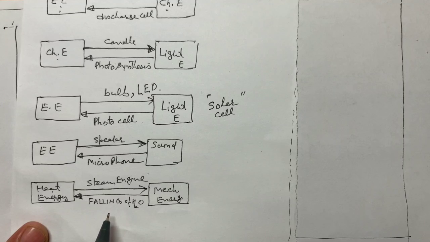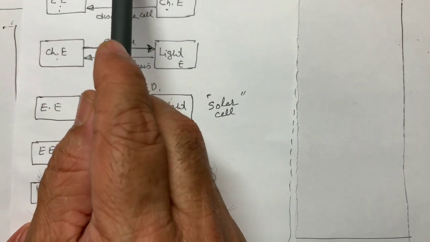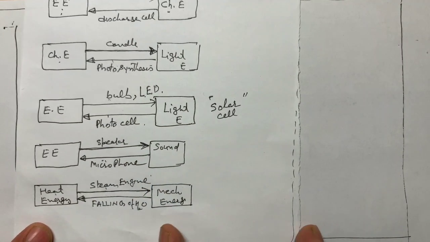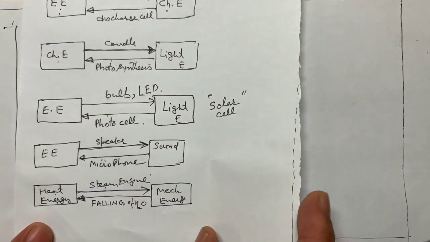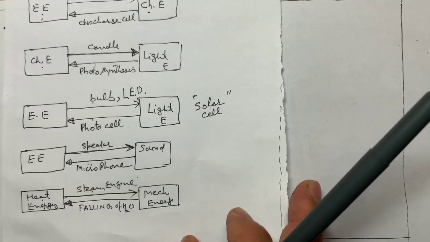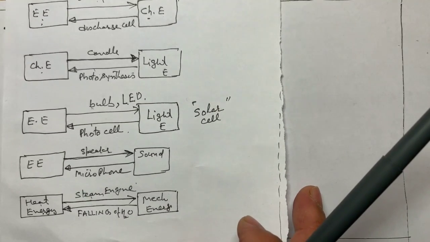Falling of water. When water falls from some height, its potential energy changes into kinetic, and then kinetic changes into heat energy. So how many are there? 1, 2, 3, 4, 5, 6, 7, 8, 9, 10, 11, 12, 13, 14. So these are the 14 methods to convert one type of energy into another type of energy.